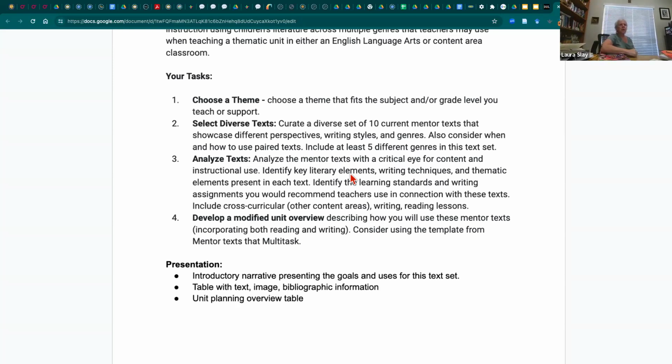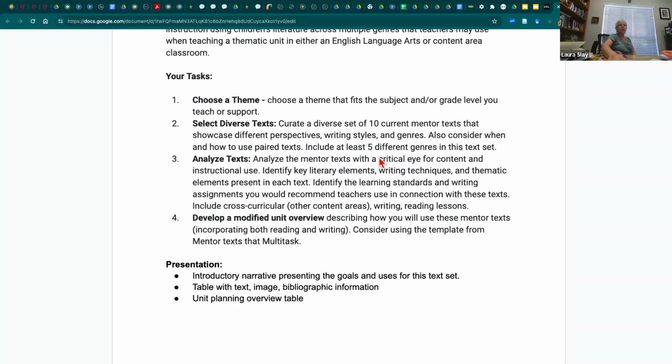Okay. So you're going to create a chart, and the chart's going to have the title of the book, who published the book, who's the author, and then you're going to have a description of what this book is about. What is the content of the book, and how will you use it for instruction?